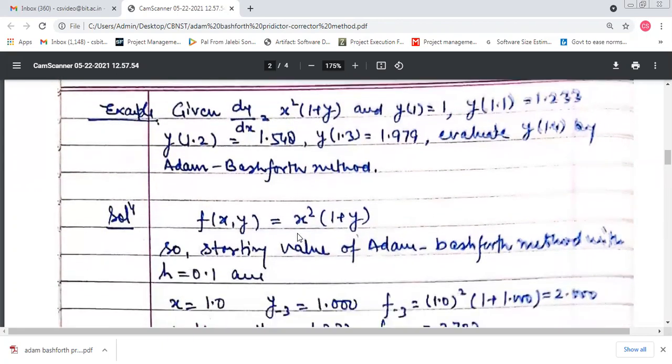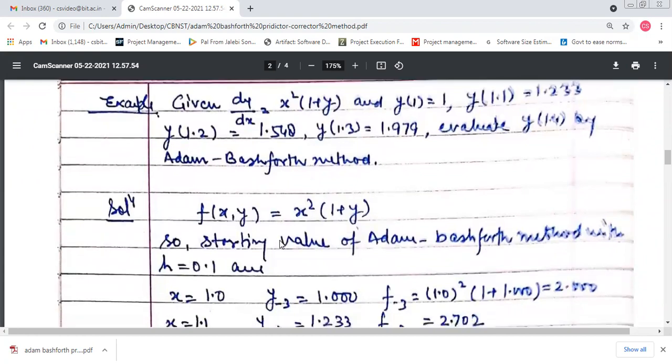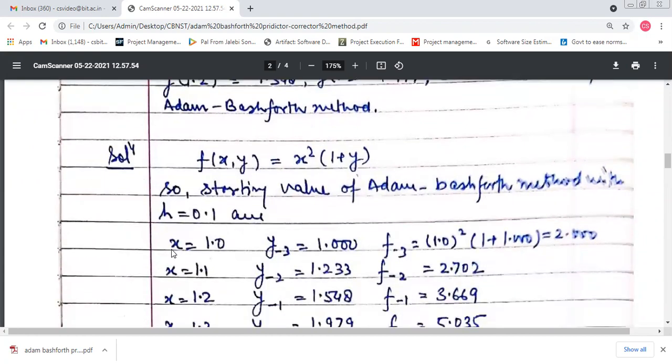So what we do, considering h equal to 0.1, we have already been given that when x was 1.0, y, considered as y minus 3, is 1, and we can calculate the value of f minus 3 by putting x equal to 1.0 and y minus 3 equal to 1. So we are getting f minus 3 equal to 2.550.